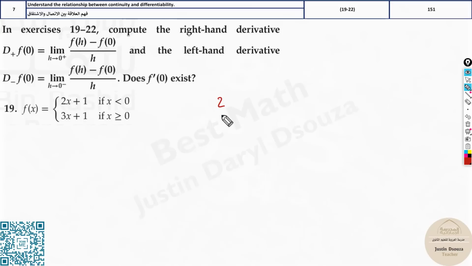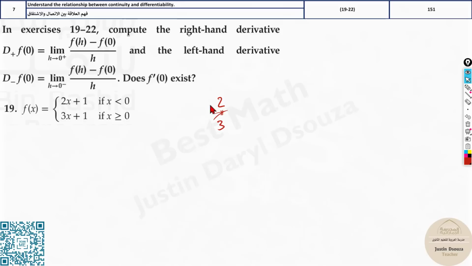Differentiate 2x plus 1, it's just 2. What is the derivative over here? It's 3. And if we apply 0, it doesn't matter because there is no variable. So here, the left side and the right side do not match. Are they equal? No, they're not equal. So f derivative at 0 doesn't exist.